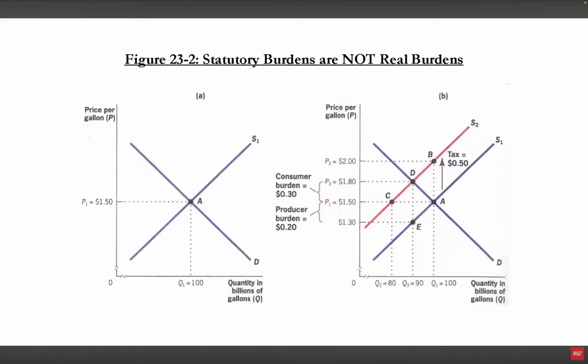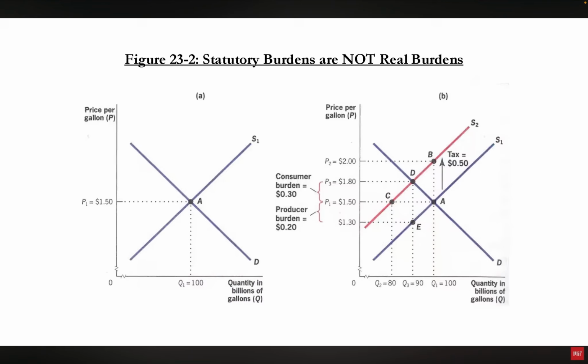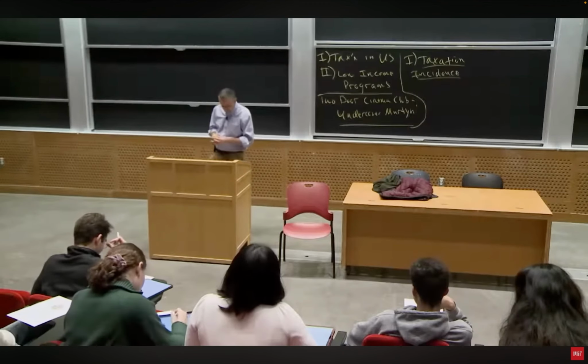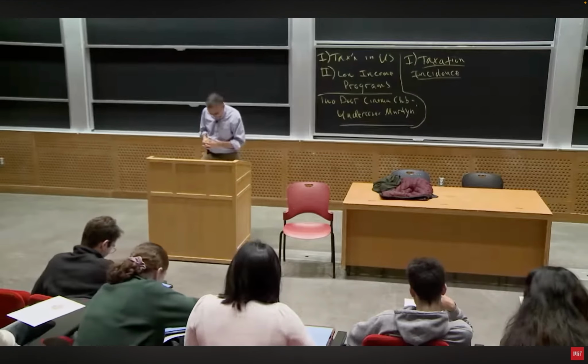You've got the quantity of gas on the x-axis, the price of gas on the y-axis. And in this highly out-of-date graph that clearly needs to be updated, I've got us selling 100 billion gallons of gas at $1.50 a gallon. My fantasies of past life. Okay? So imagine we're initially in that equilibrium.